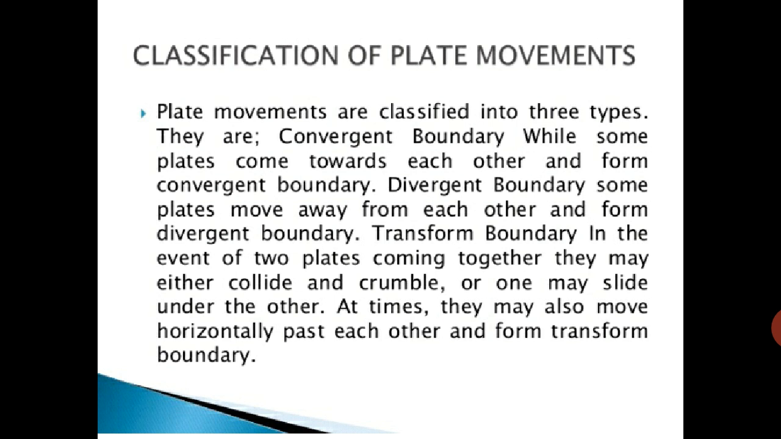In the transform boundary, when two plates come together, they may either collide and crumble, or one may slide under the other. Collide means they might strike each other. At times they may also move horizontally past each other and form a transform boundary. So these three types of plate movements are there: convergent boundary, divergent boundary, and transform boundary.